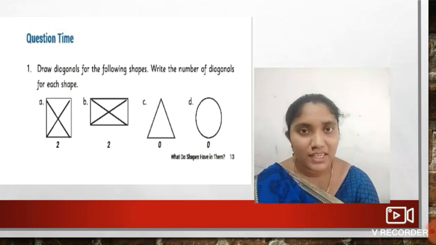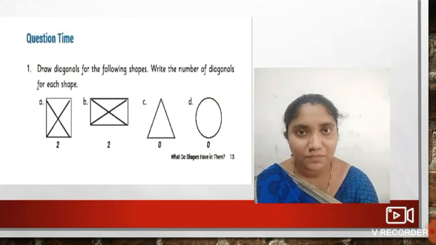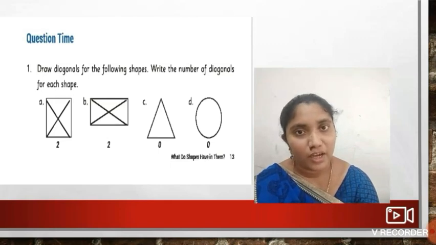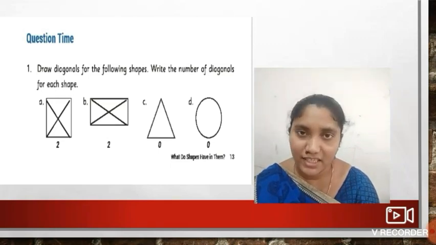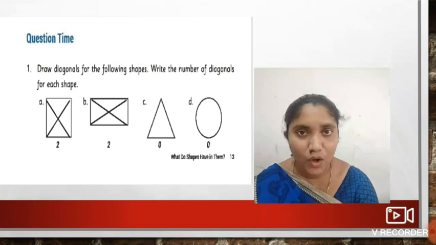The next shape is circle. Children, can we draw diagonals for the circle? No, we cannot draw diagonals for the circle because there are no sides and corners in a circle. So, write 0 below the circle. Okay, children, hope you completed the mind map.